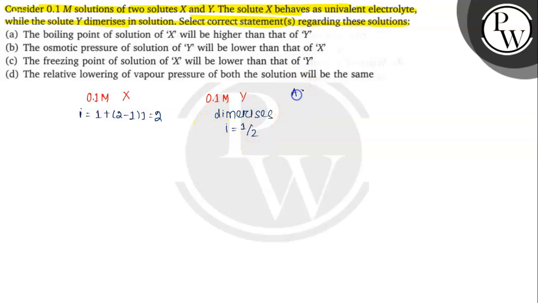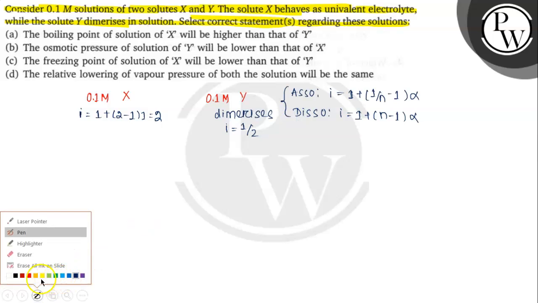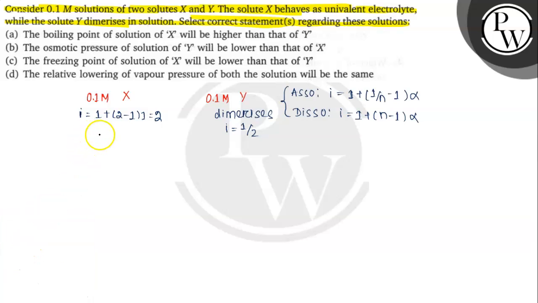So for association, the value of i is 1 plus (1 by n minus 1) into alpha, where alpha is the degree of association. And for dissociation, the value of i is 1 plus (n minus 1) into alpha. So these are the two formulas. Now we'll see the options and find out the correct one.